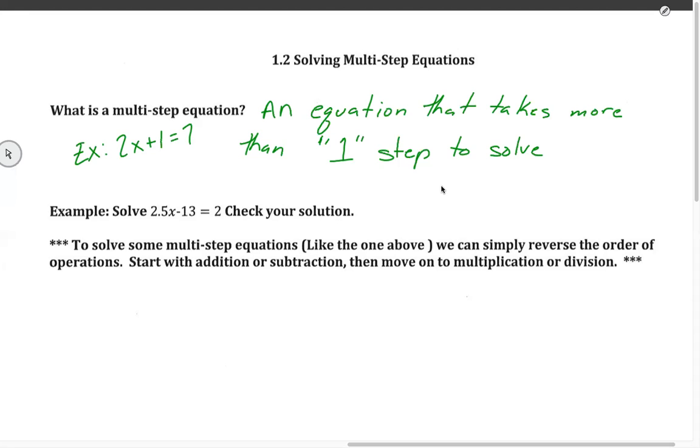So to solve some multi-step equations, okay, we need to work backwards through order of operations. So order of operations says this: Please Excuse My Dear Aunt Sally. So we're going to be using SADMAP today, which is PEMDAS backwards. So we're going to deal with subtraction and addition first, followed by multiplication and division, then exponents, then parentheses, so to say. Make sense to you?